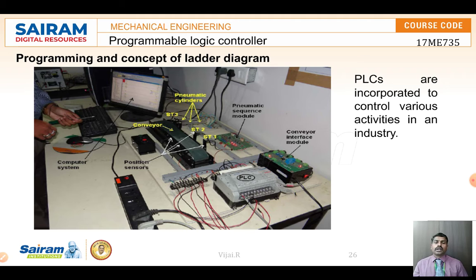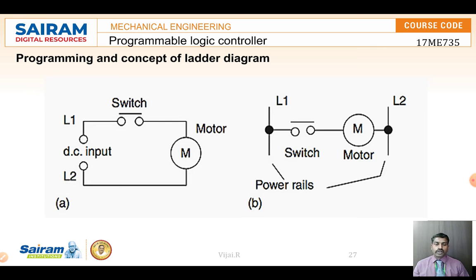This is a normal program, and for this we need a sequence module, a conveyor interface module, a PLC, a position sensor, and a computer system like this. All are there. Right. To understand this logic, we will see how to make a ladder diagram, and how we can understand the concept of this in industrial circuits.